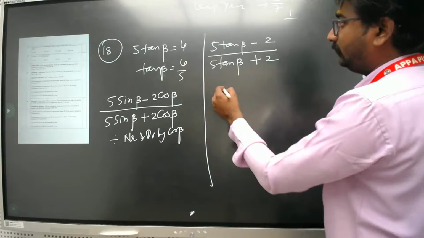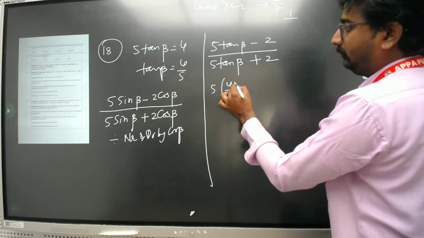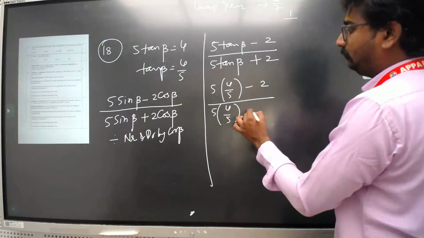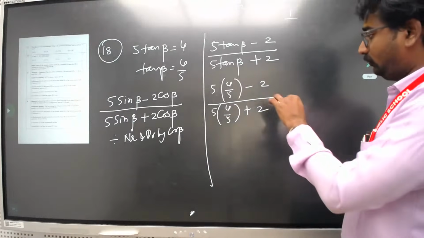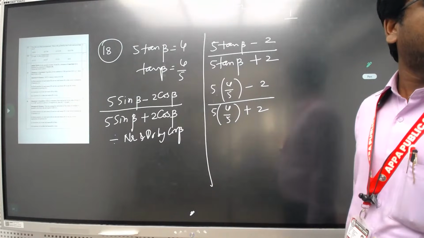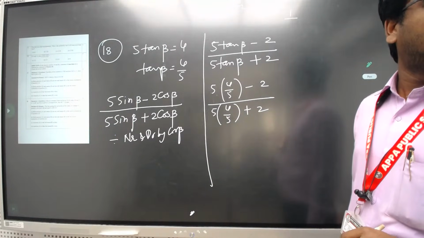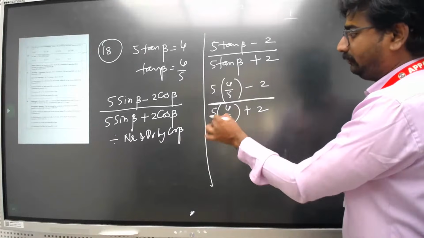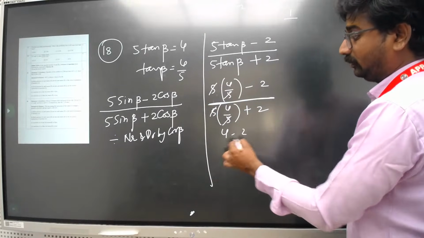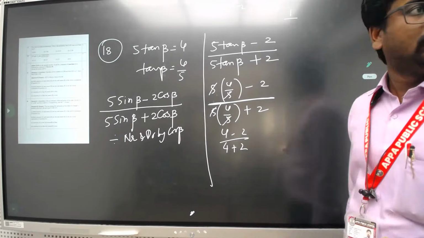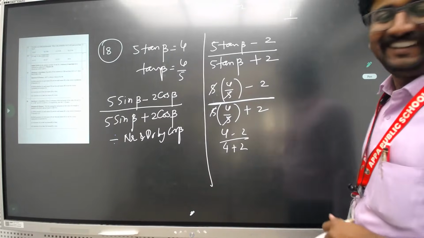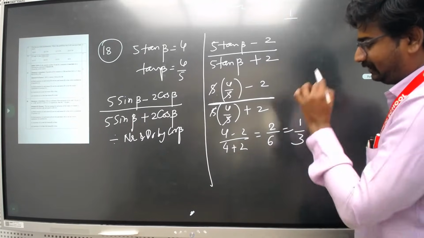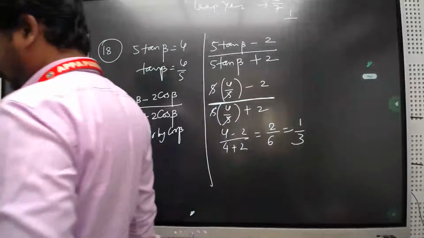Now substitute the value. 5 into 4 by 5 minus 2, over 5 into 4 by 5 plus 2. Srinidhi, 2 cancels, no? Why? Common LCM, you can't cancel. Okay, the 5 gets cancelled. 4 minus 2 is 2, 4 plus 2 is 6. Now it will cancel. Correct, no? 2 by 6, the answer is 1 by 3. A option.